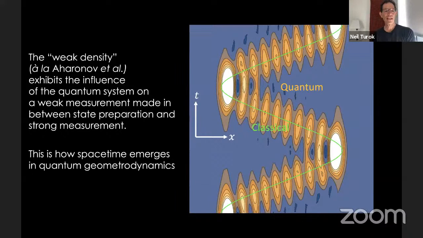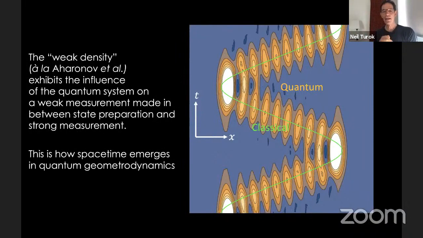The weak density is a new concept, another concept I don't really have time to introduce, but Aharonov et al. introduced a quantity showing the influence of the quantum system, x of t, on any measurement you make on the system between state preparation and strong measurement. And so here it is, this is a weak density. This quantity is interesting because it allows you to calculate the influence of your quantum system on any possible measurement made during the evolution of the quantum system.